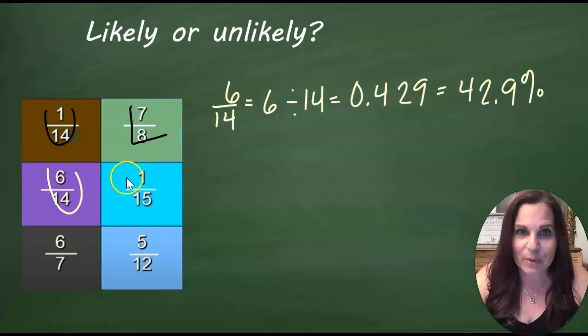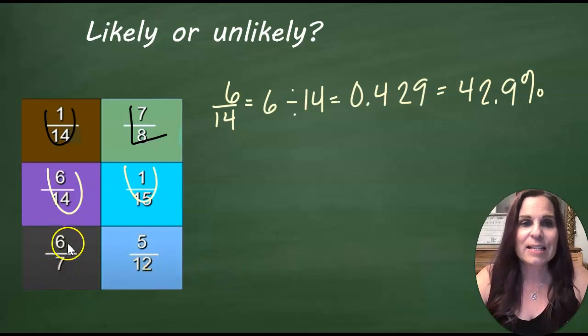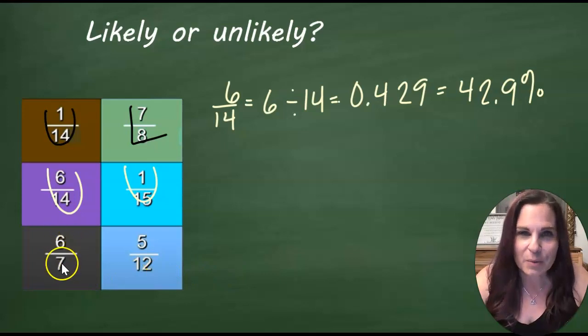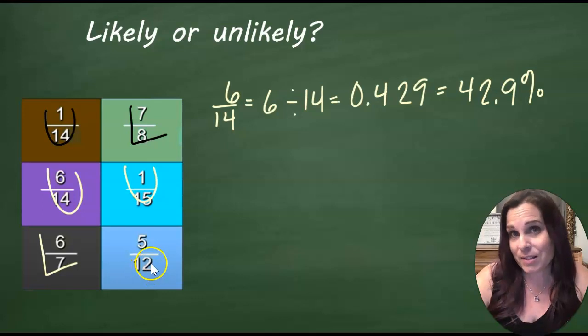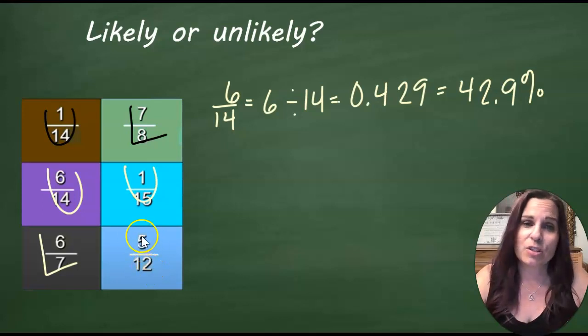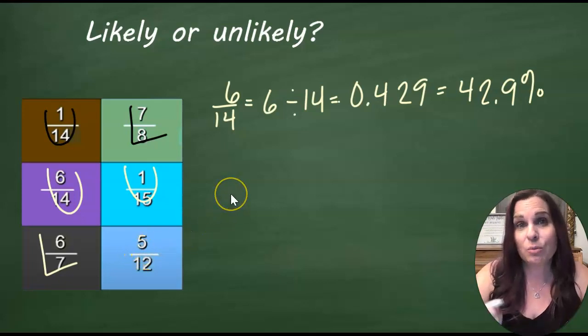1/15 is very small. I think that one's pretty clear right away. Unlikely. 6/7. 6 is very close to 7. When the numerator is very close to the denominator, that means that fraction's almost 1. So that's definitely likely. And then 5/12. Half of 12 is 6. And this is just a little bit smaller than that. So it would be unlikely, but let me show you how to do it this way.